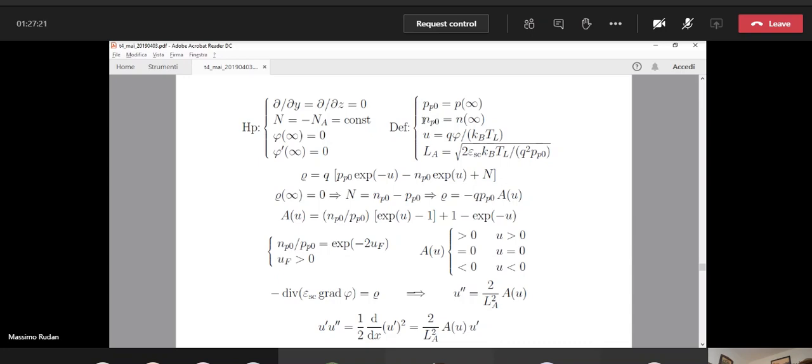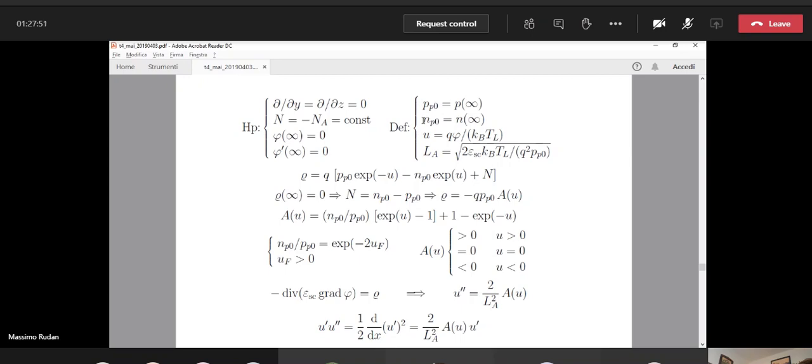Now we can express the charge density using the new symbols. So instead of p sub 0, we use PP0. Instead of n sub 0, we use NP0. And instead of q phi over kT, we use the normalized potential U. Then we can find another relation.